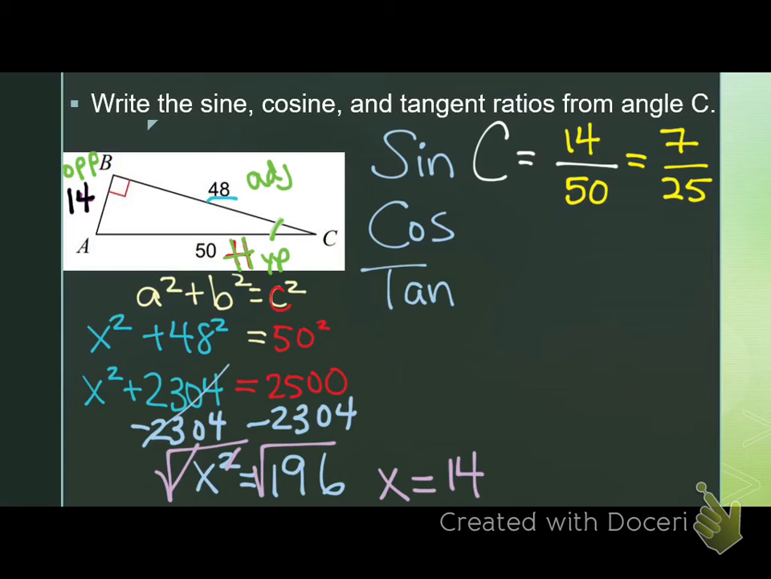Cosine from C. How do you spell cosine? C-O-S-I-N-E. Yes. In SOH CAH TOA, how do you spell the second one? CAH. Okay, so A is adjacent. What is the adjacent length? 40. And the hypotenuse? 50. Reduce it and you get? 24 over 25. You're correct. 24 over 25.